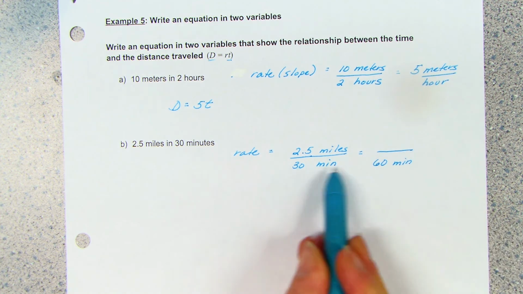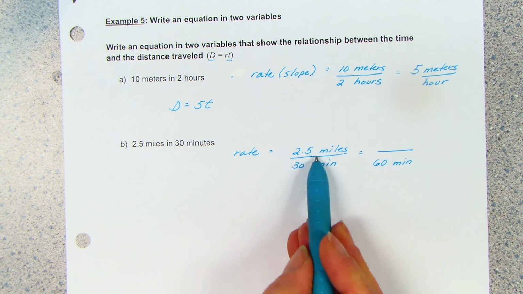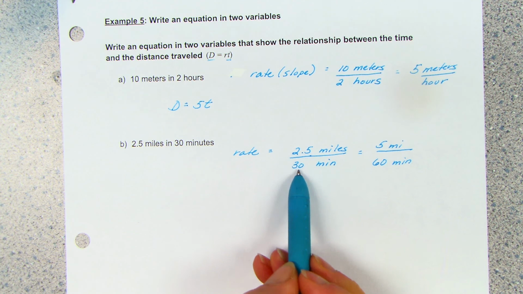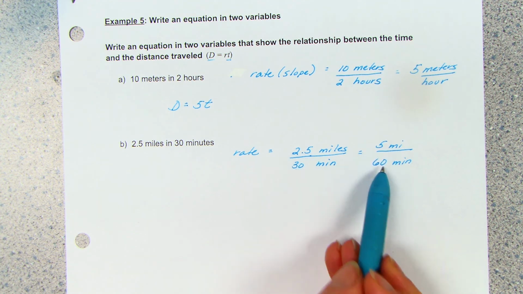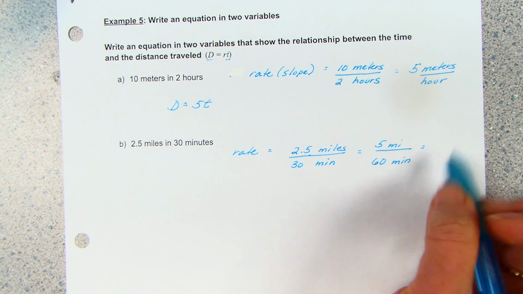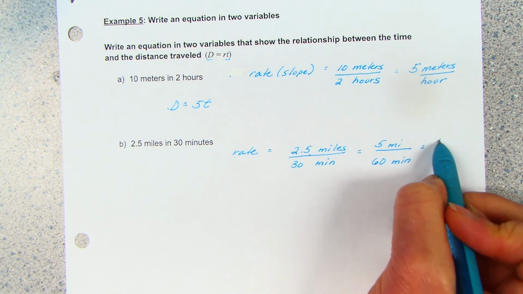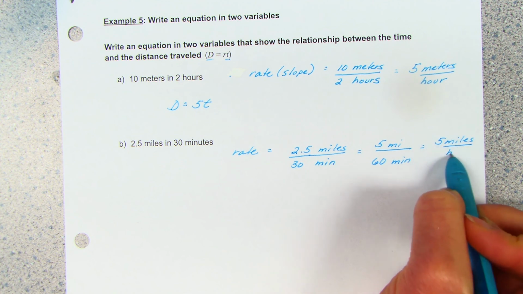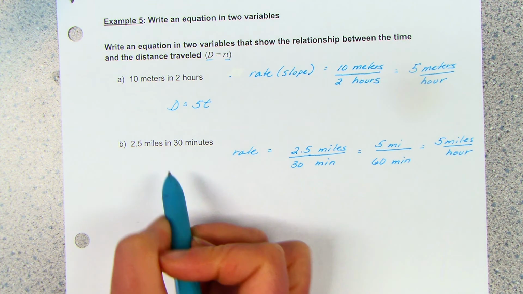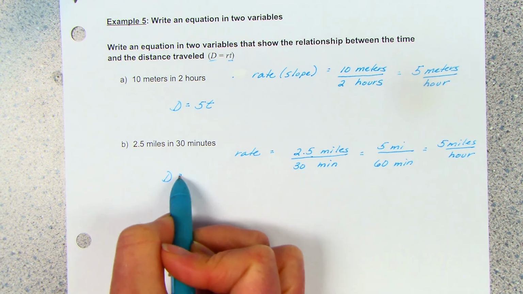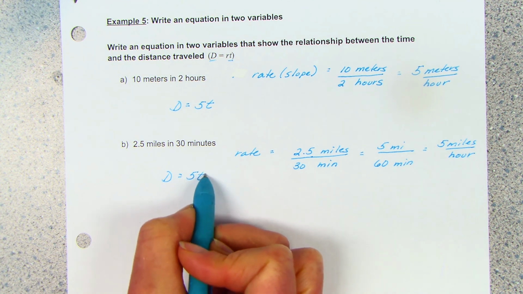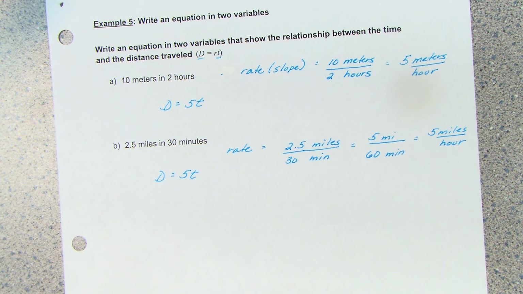Okay, so 30 minutes, 60 minutes is an hour. So 2.5 miles would be 5 miles. So if I got 2.5 miles in 30 minutes, then I must go 5 miles in 60 minutes. And this is 1 hour. So this is 5 miles per 1 hour. And then I can write that as d equals 5t. Oh, they were both 5. When you're doing your Big Ideas, they will not all be the same answer. That was maybe not a great example.